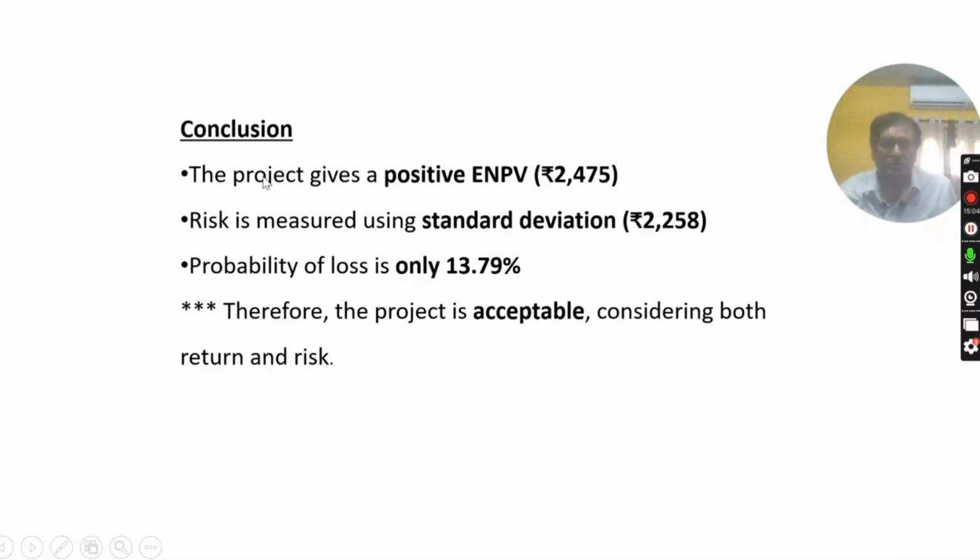Okay, the conclusion is the project gives a positive NPV, expected NPV value is this, the risk for the project is this, and the probability of loss, that is rejection of the project, is this. Therefore the project is acceptable considering both risk and return.